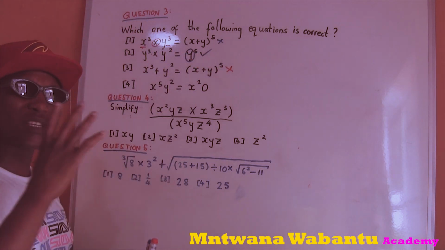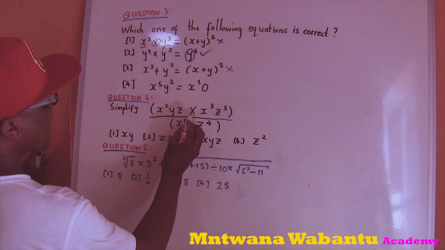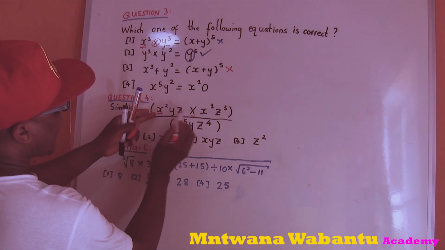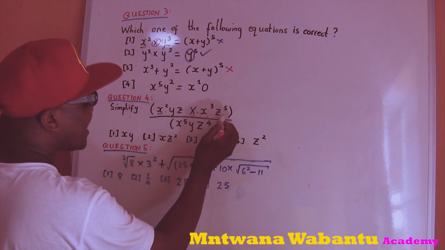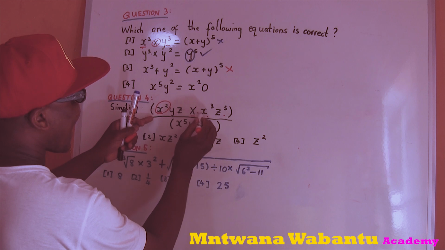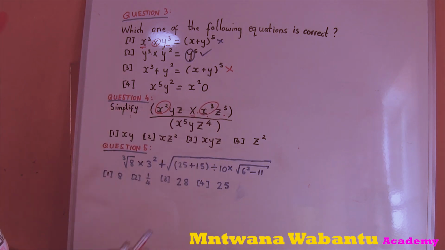Now let's do this question. This is very easy. So we're going to do the same approach. Look, there is a multiplication everywhere: x squared times y times z times y times z. Now look, this is x squared and this is x cubed, and there's a multiplication.